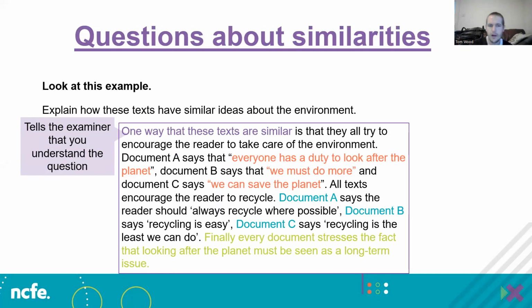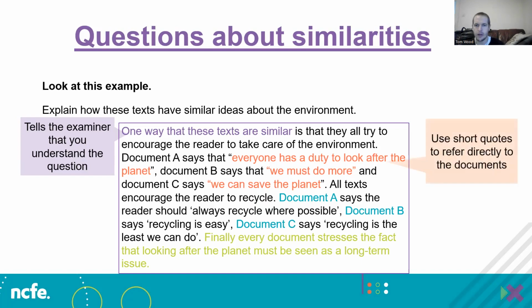What we're going to do is state our first point. So here it says, one way that these texts are similar is that they all try to encourage the reader to take care of the environment. Brilliant. So that is our first similarity. Then we need to evidence it. And as we can see here, we've got a short quote that refers directly to the document. Everyone has a duty to look after the planet. We must do more. We can save the planet.